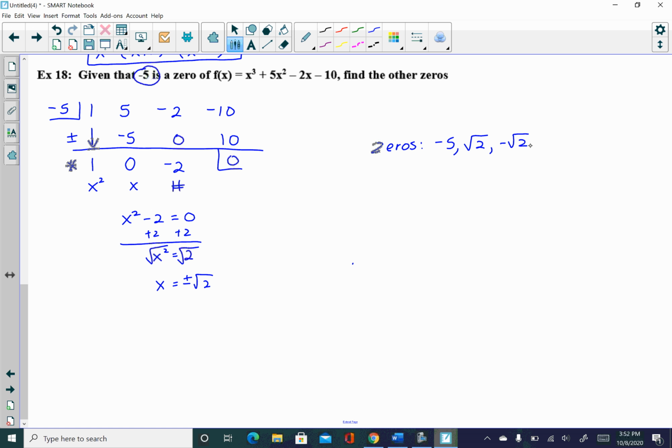Since those are your zeros, then you just reiterate and make sure you're seeing all the connections that we've been doing. If these are your zeros, then I can turn these into factors. So if negative 5 is a 0, then its factor is x plus 5. If positive square root of 2 is a 0, then its factor is x minus square root of 2. And if negative square root of 2 is a 0, then its factor is x plus square root of 2. And so these are what are referred to as your linear factors. And just above that, of course, are your zeros. Okay? All right, let's flip it on over.